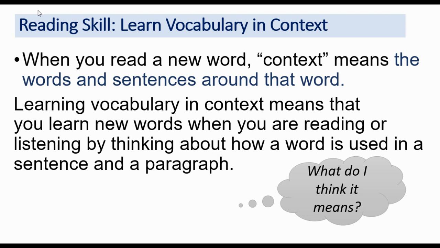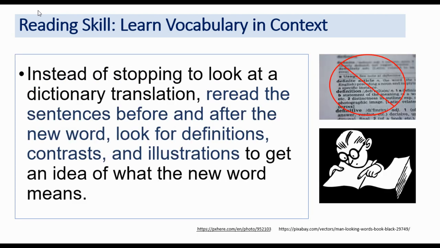Ask yourself, what do I think it means? Instead of stopping to look at a dictionary translation, reread the sentences before and after the new word. Look for definitions, contrasts, and illustrations to get an idea of what the new word means.